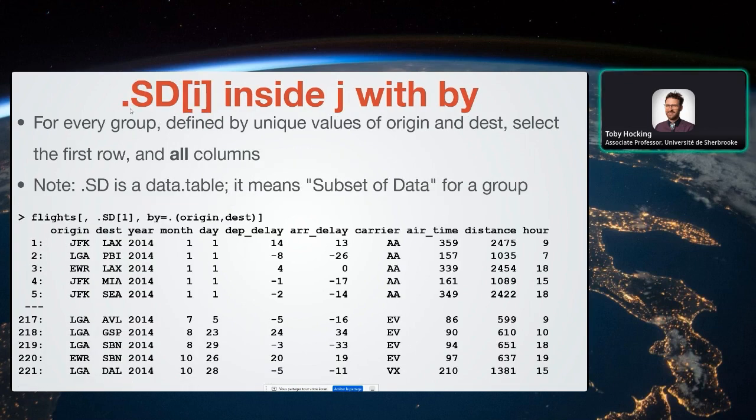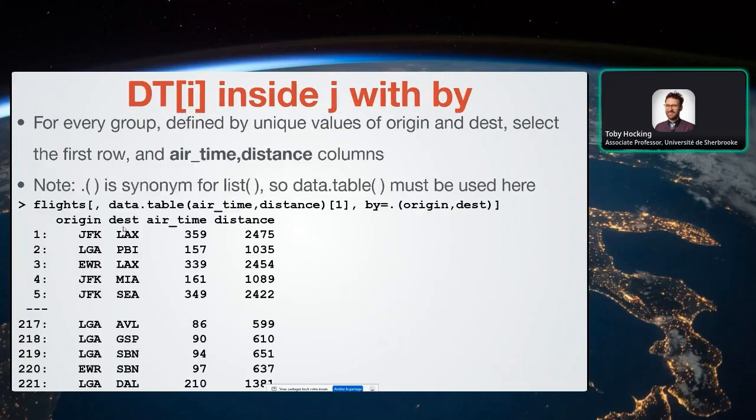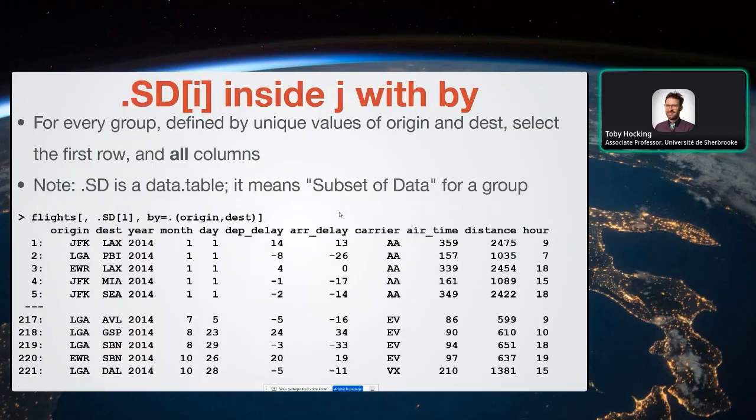And we can also sometimes use this .SD. .SD means a subset of data for a given group. So .SD is a data table. We can do any operations we want on it, like here, the last slide, we created a data table with just the airtime and the distance columns, and then used the square bracket 1 to get that first row. Here we could just use .SD square bracket 1 if we want to get all of the columns instead of just 2. And so then we get the same number of rows, but we get more columns.